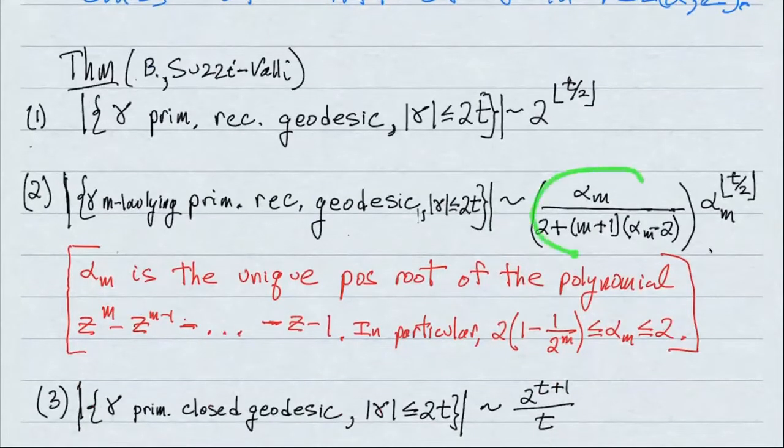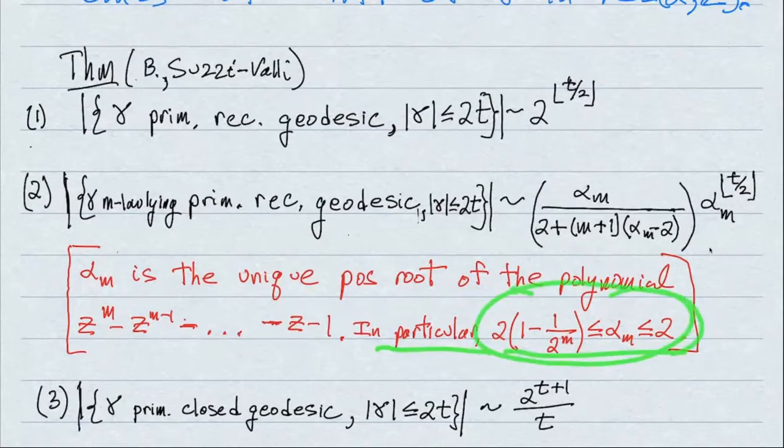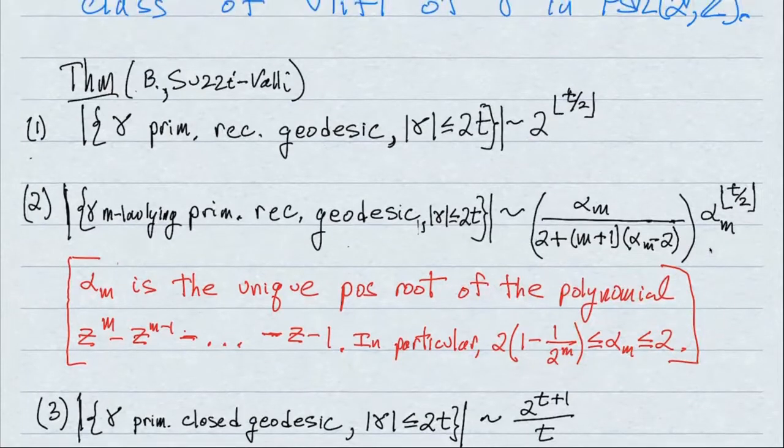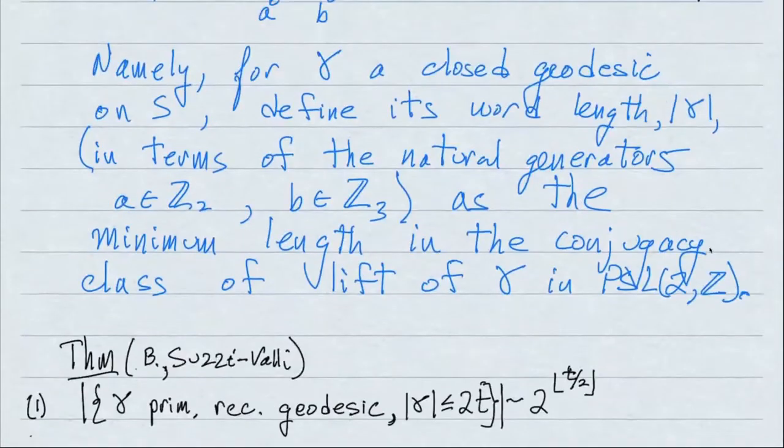Ignore for the moment exactly what this constant is. The important thing is the constant depends on m. Remember, we're looking at m low-lying. And this base here, alpha m, is the unique positive root of this polynomial. In particular, alpha m is between this number and this number. So notice that this gives exactly the analog of what happened up here.